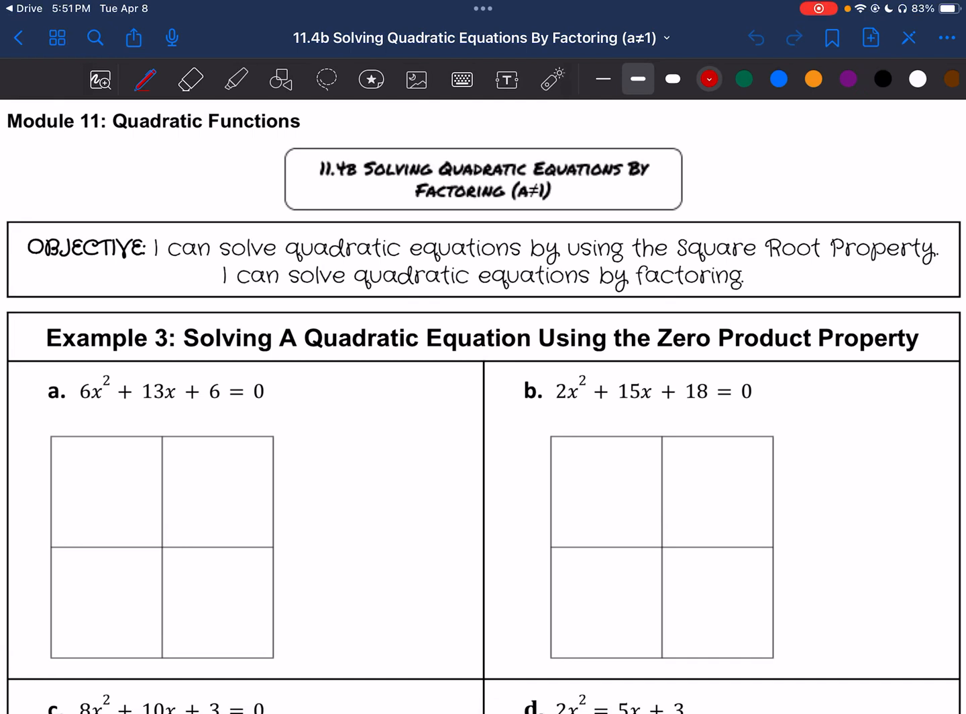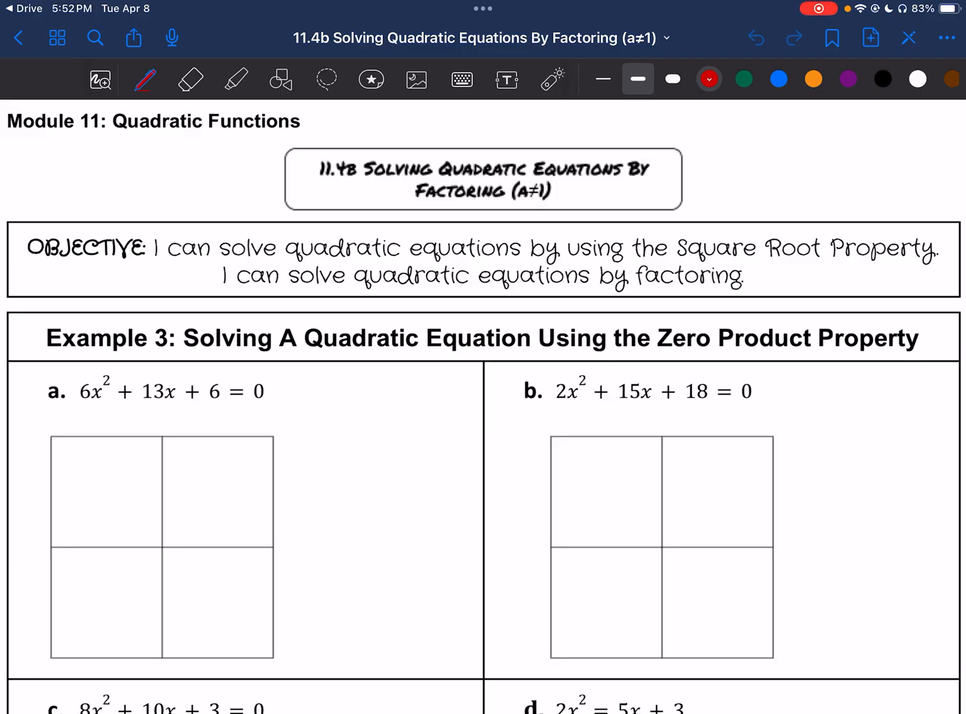11.4b is solving quadratic functions or equations by factoring, specifically when a is not equal to 1. Our objective today is that I can solve quadratic equations by using the square root property, and that I can solve quadratic equations by factoring. We are going to key in on that factoring piece, and like I said in the intro, we're going to be looking at when the a value is not equal to 1.